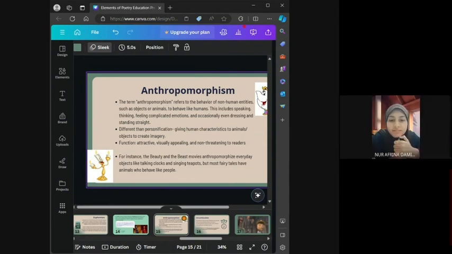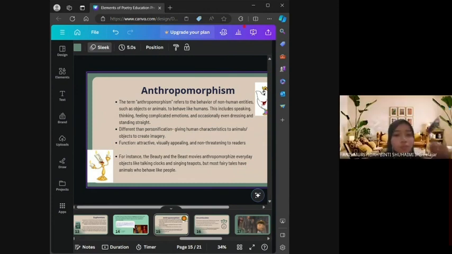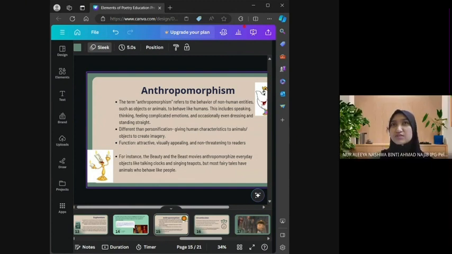In my opinion, yeah, I agree with you too. I think personification is like you have to really think out of the box or debrief what the author wants to convey.